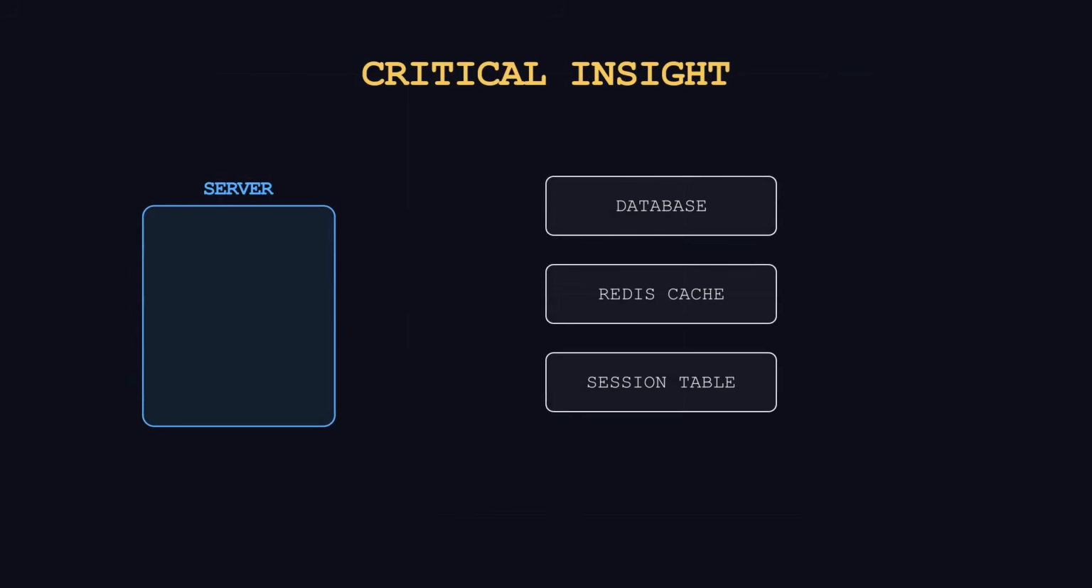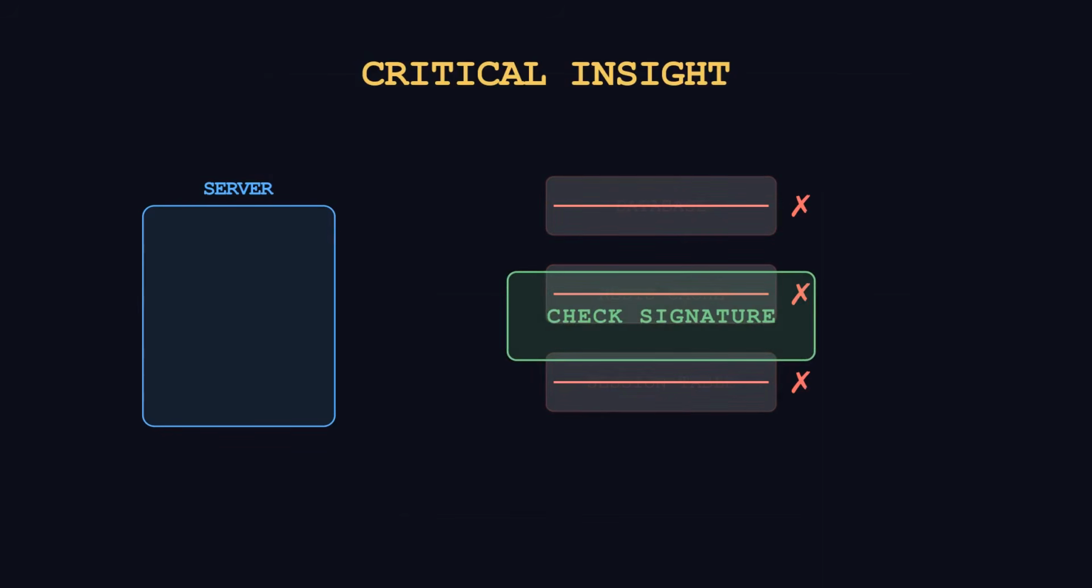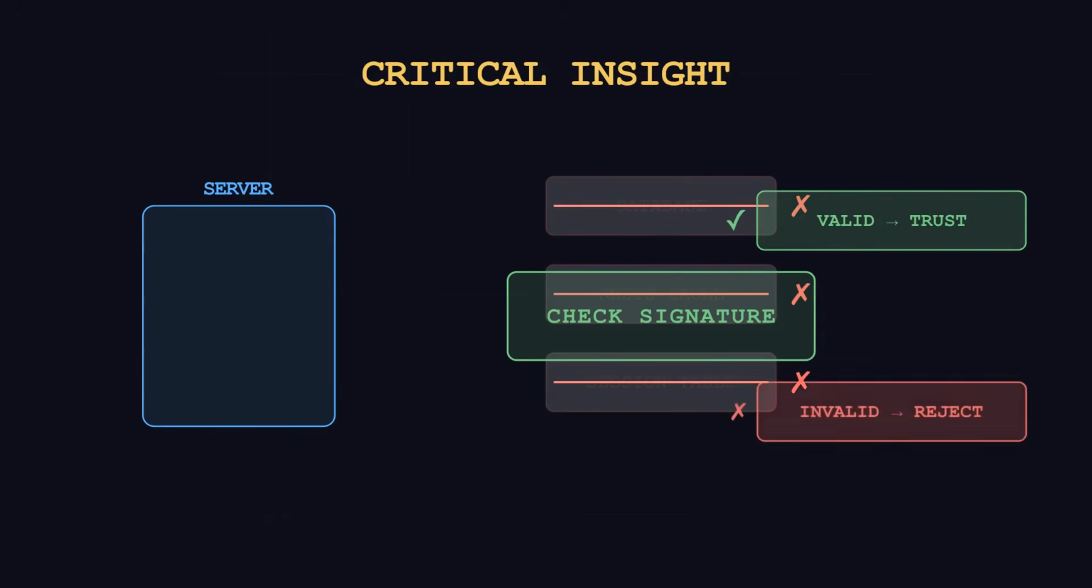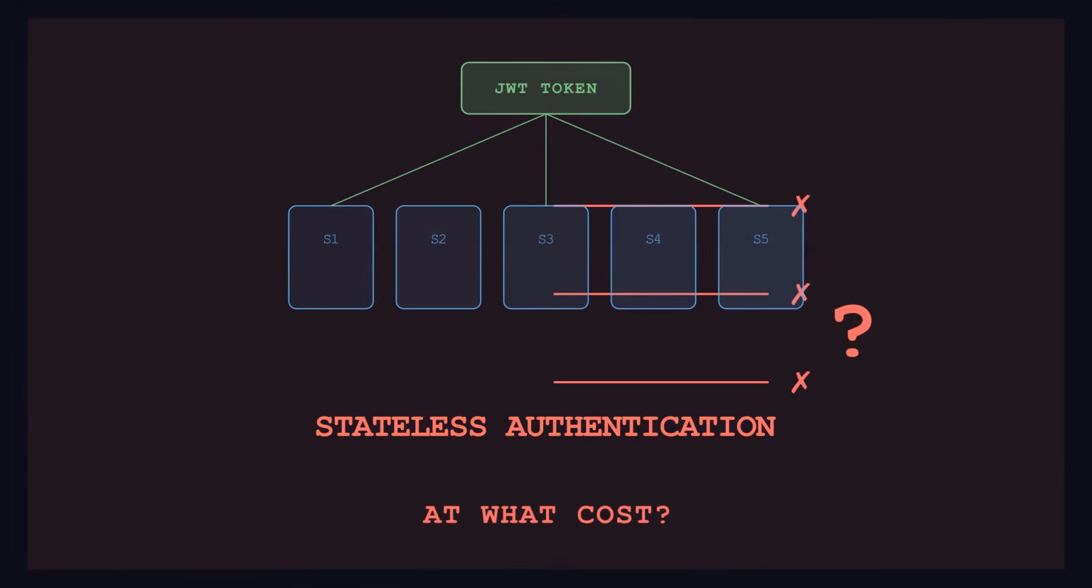Here's the critical insight. The server never needs to store your session. No database lookup, no Redis cache, no session table. It just checks the signature. If it's valid, the payload is trustworthy. If not, rejected. That's why JWT became so popular. Stateless authentication. The token carries everything the server needs. But that convenience comes with a cost we'll get to.